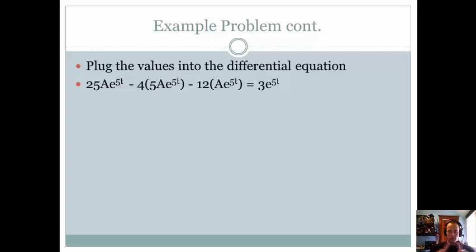And we get this system here, which we then solve and simplify out, multiply everything together and add to get negative 7A times e to the 5t is equal to 3e to the 5t. We divide both sides by e to the 5t to get negative 7A is equal to 3. We divide over our negative 7, and we end up with A is equal to negative 3 over 7.